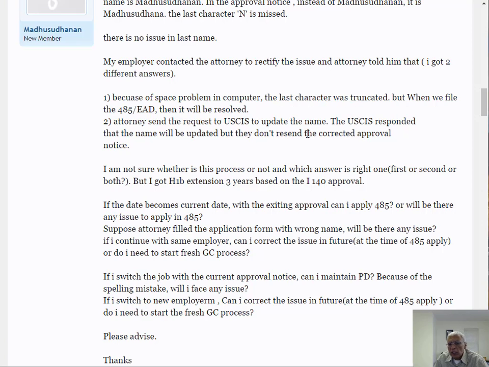Now, do you need to start a fresh green card process? Not for this reason. Not for the reason of a consonant missing in your name. It could be if you have other issues, for example, you are not covered by AC-21, then you might have to start your green card all over again.